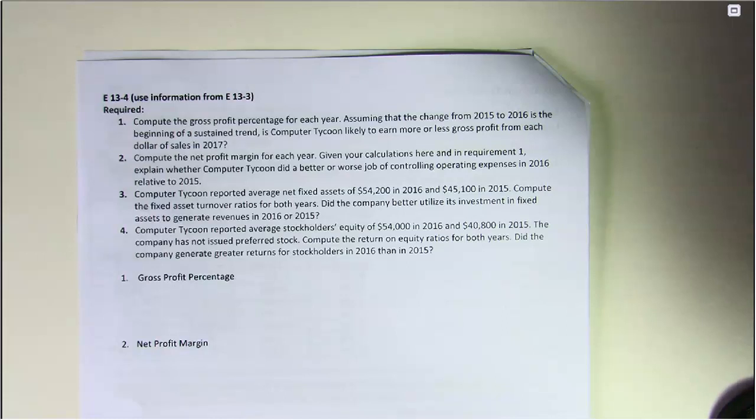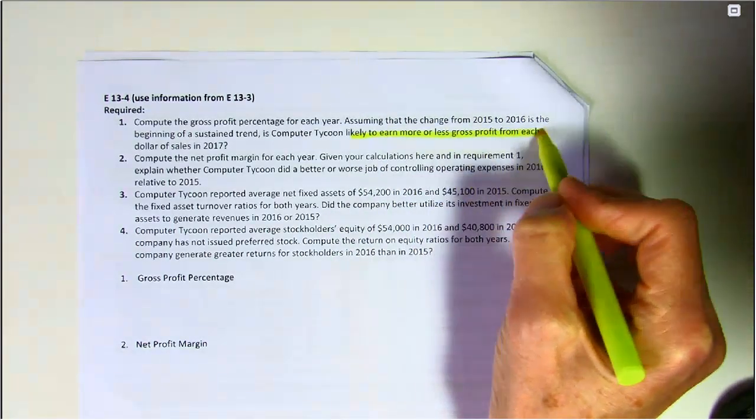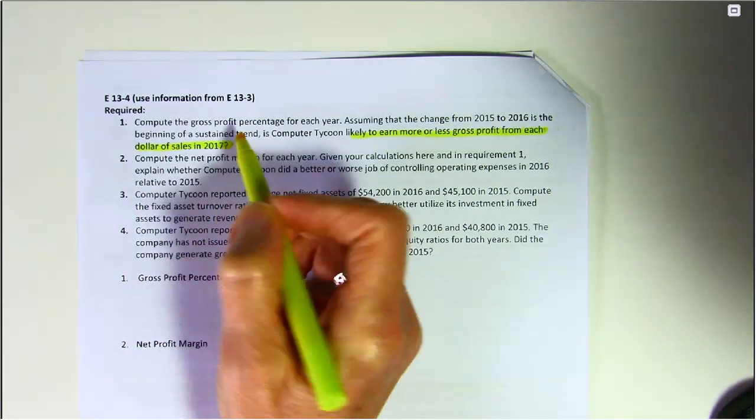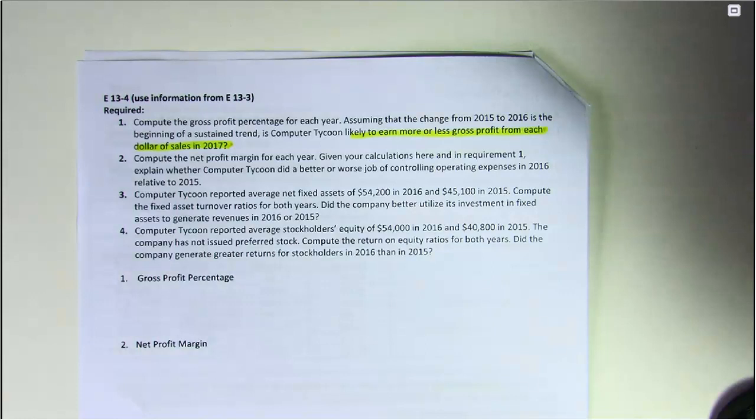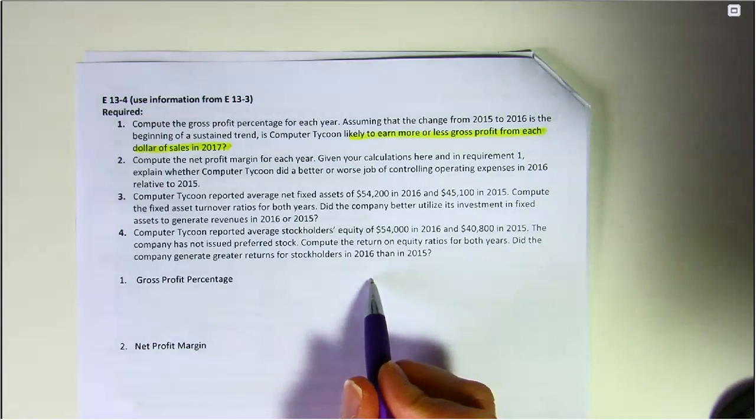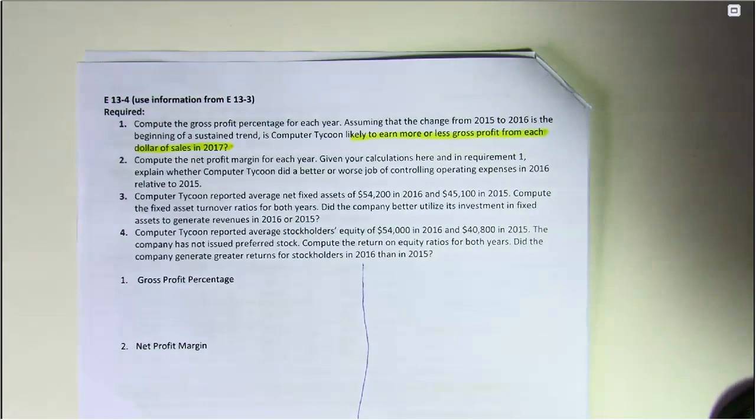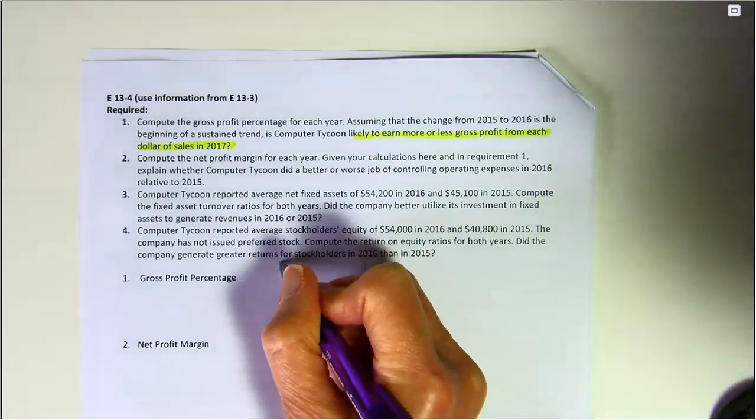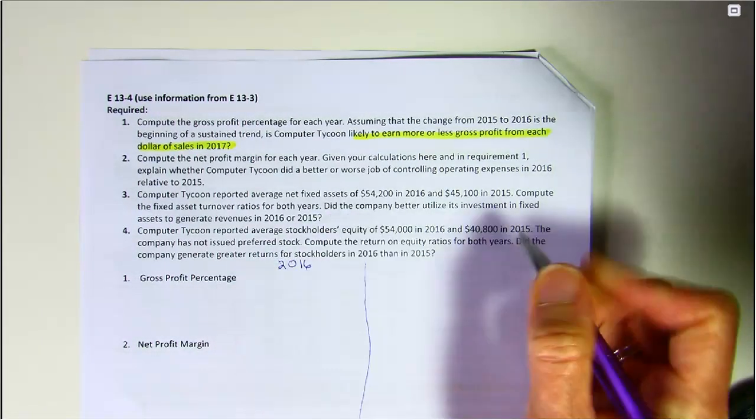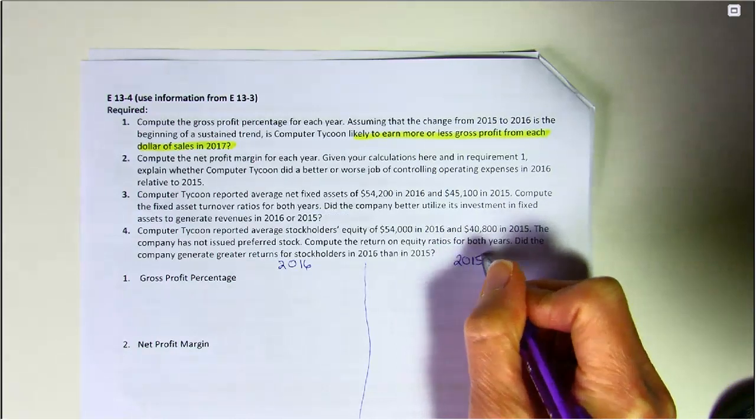The first one asks us to compute gross profit percentage for each year and assume the change from 2015 to 2016 is the beginning of this sustained trend. Is Computer Tycoon likely to earn more or less gross profit from each dollar of sales next year in 2017? So first we have to calculate 16 and 15. So I'm going to kind of divide my paper in half here like this. Not a straight line, but that's okay. And I'll put 2016 in one column, 2015 in another.